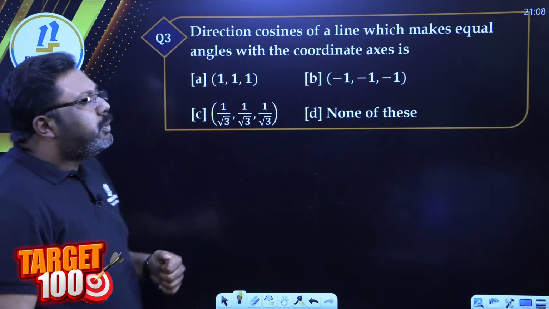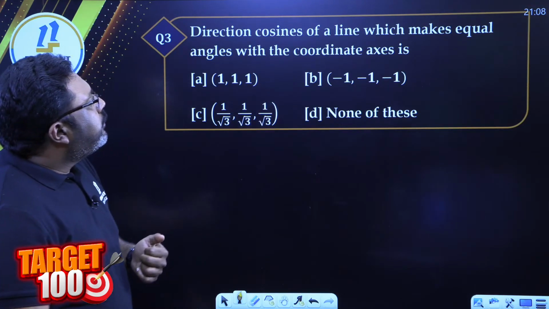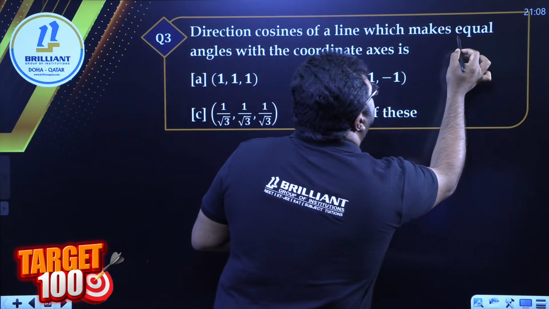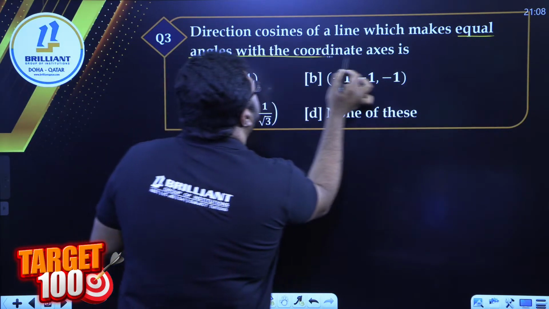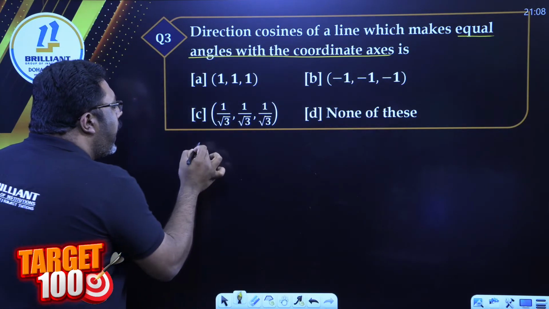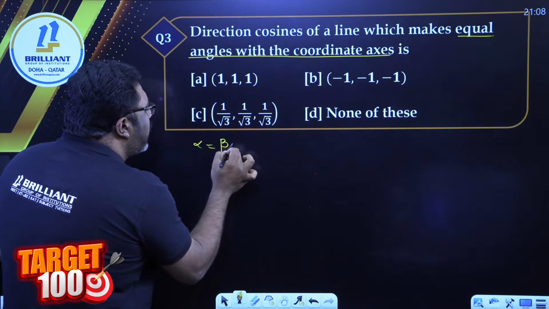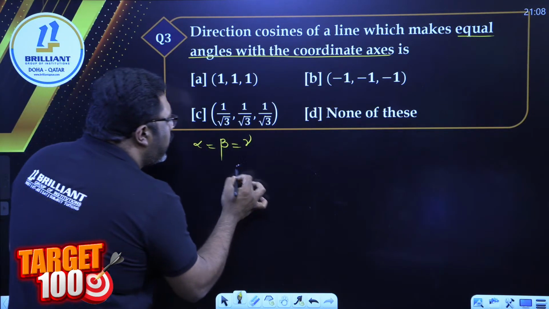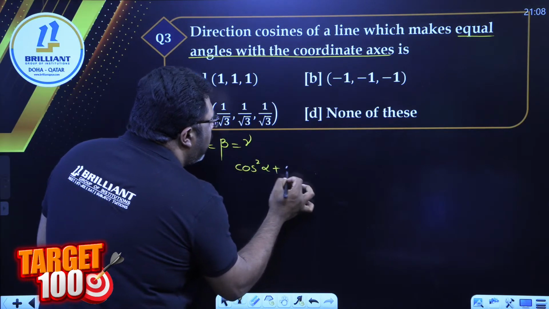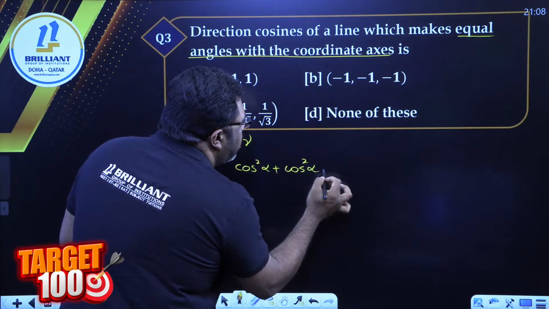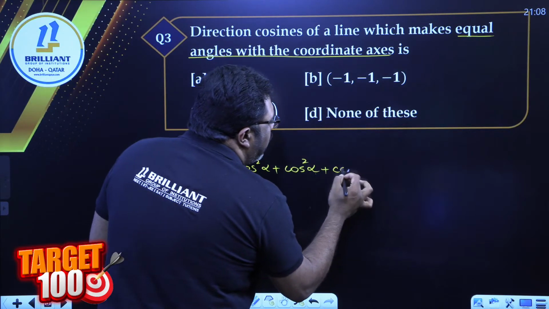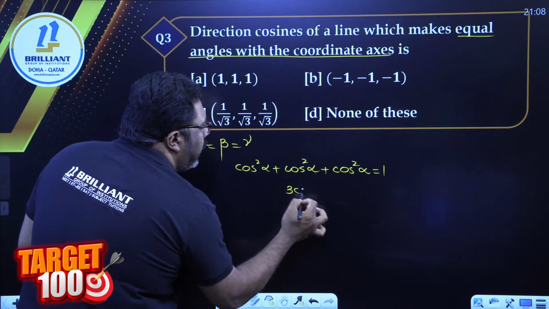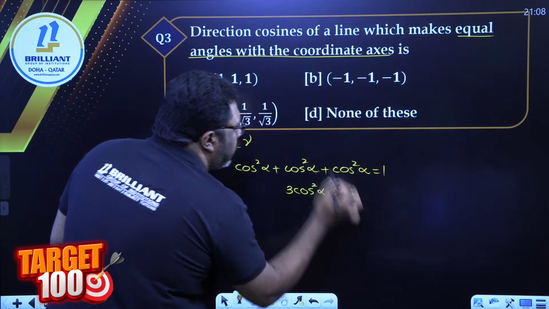Okay, fine. Question number 3. Direction cosines of a line which makes equal angles. See, now the question is about angles made with the coordinate axes. So we know that angles made with the coordinate axes are alpha, beta, gamma, but this time around all the 3 are equal. So when all 3 are equal, can I say cos squared alpha plus, instead of cos squared beta, I'll again say cos squared alpha plus again cos squared alpha equal to 1. So 3 cos squared alpha equal to 1.